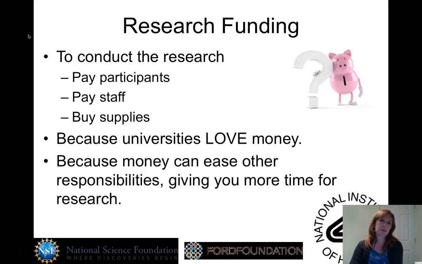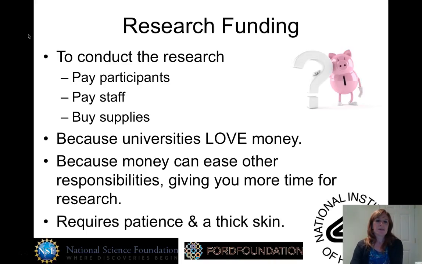And that varies from the kind of institution that you're in. For a place like Widener, this is much more of a teaching university, and so people here don't chase funding quite as much as they do in other universities. Although finding money and chasing money requires a lot of patience and a very thick skin.